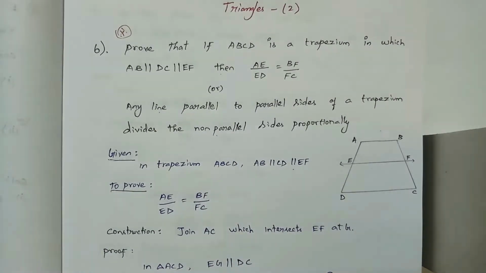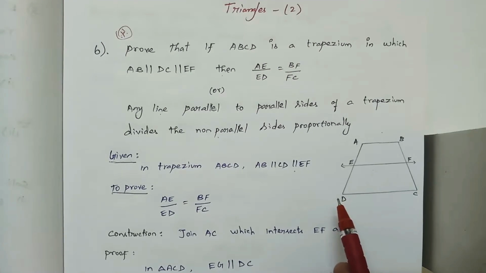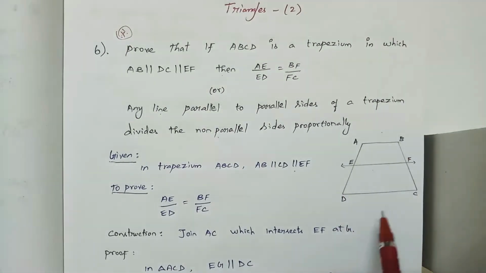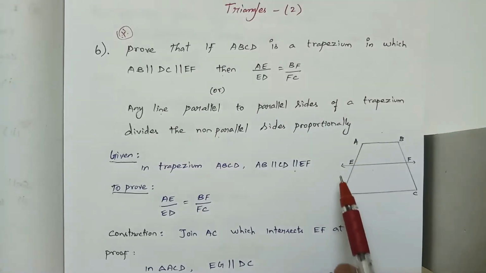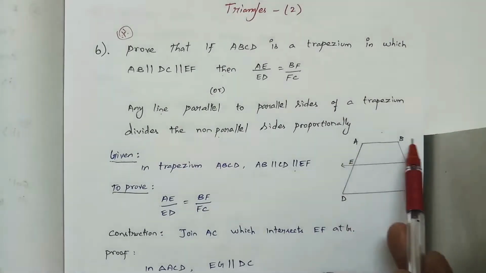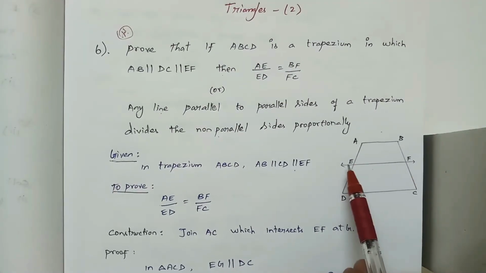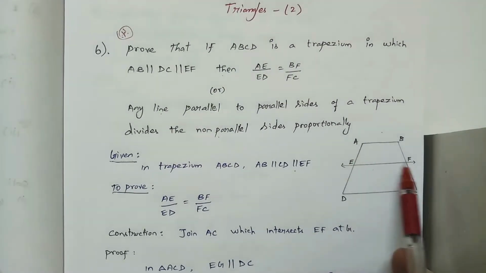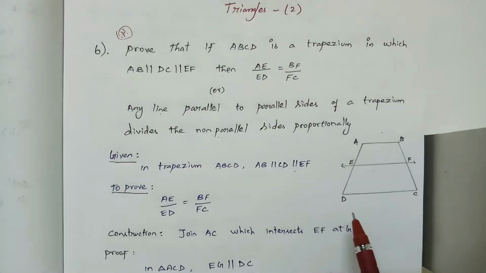But the statement is about a triangle: in a triangle, if a line is drawn. But here what we are having is a trapezium. We don't have a triangle. We are having three trapeziums: ABCD is one trapezium, ABFE is one trapezium, and EFCD is one trapezium. But the statement is only applicable for a triangle.